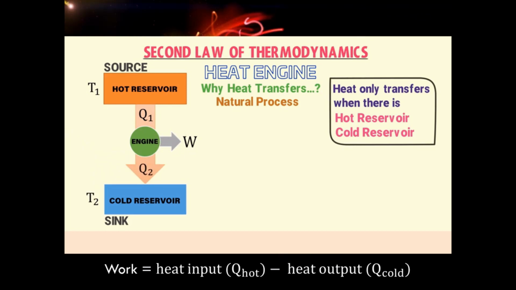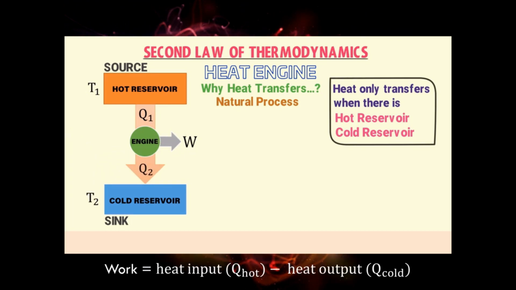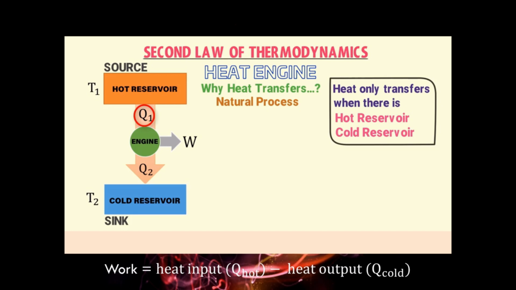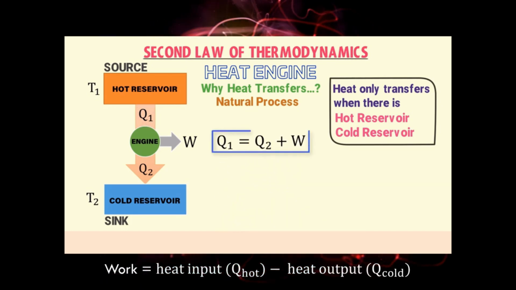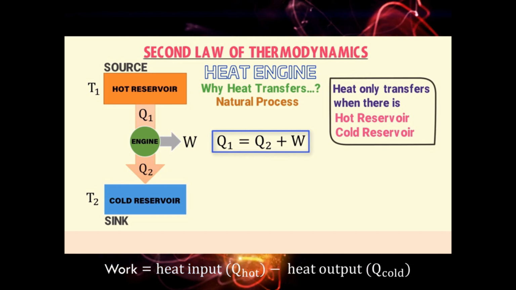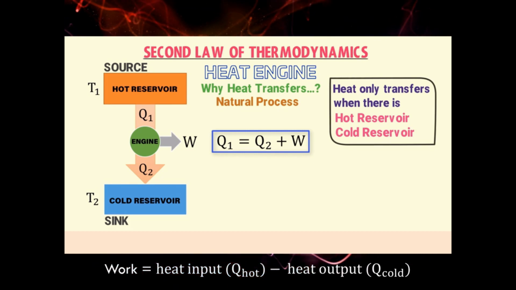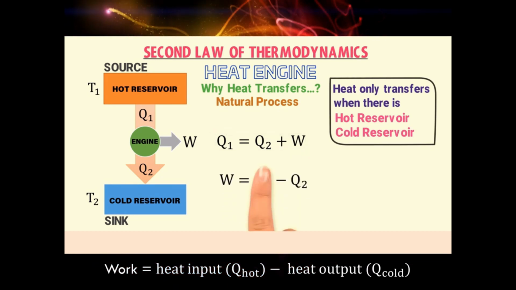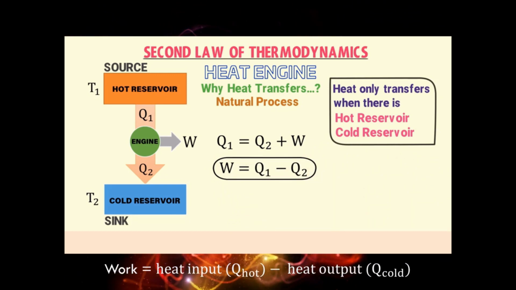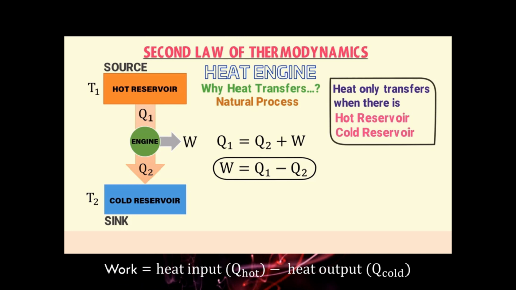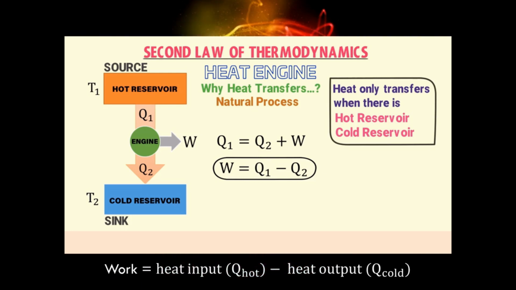Thus, we can write heat Q1 absorbed by the engine from the source as Q1 equals Q2 plus W. Now, rearranging this equation, we get work equals Q1 or Q hot minus Q2 or Q cold.